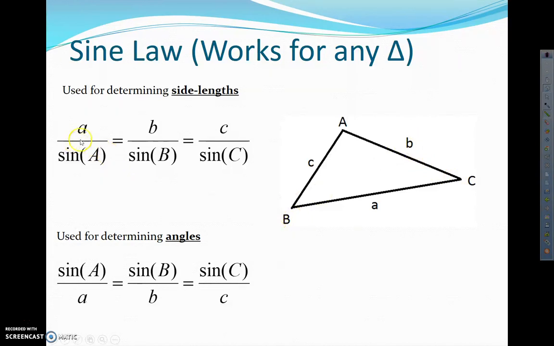And what Sine Law says is that if we take the side length over the sine of that angle, it's going to be proportional for the whole triangle. So a over sine A is equal to side length b over sine B, and side length c over sine of angle C. And the reciprocal also holds true.